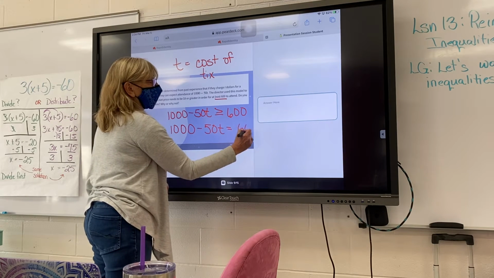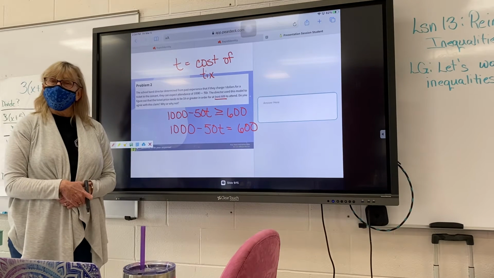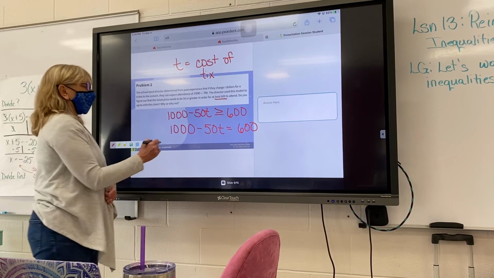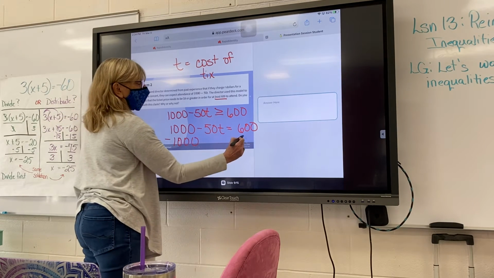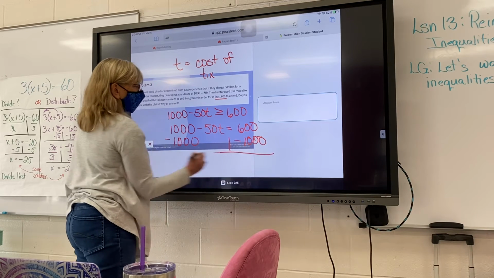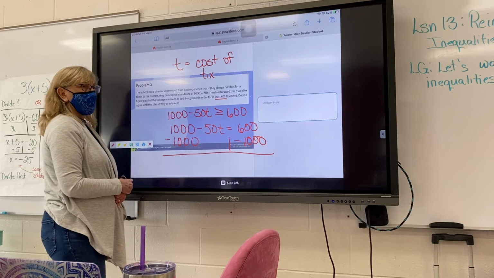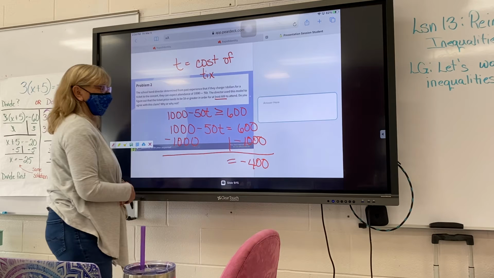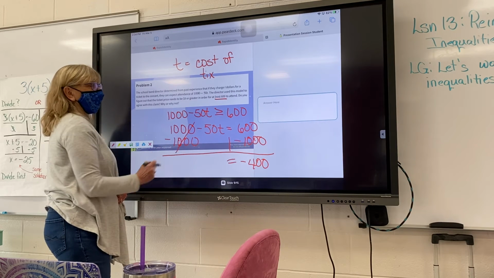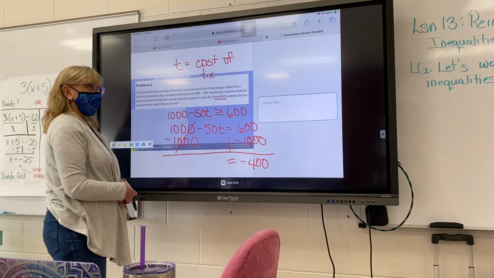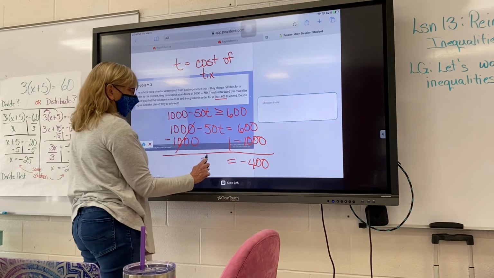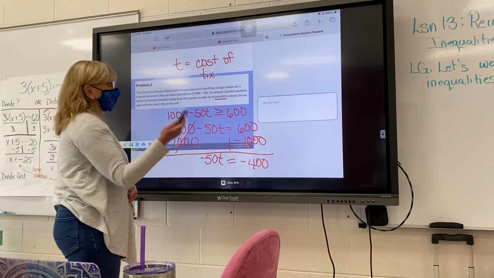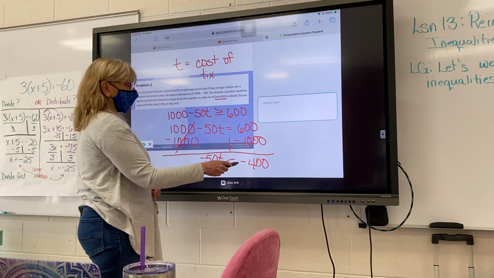Yes. Okay, what are we going to get rid of first? The 1,000. Okay, 1,000. What does that leave me on the left-hand side? Negative 400. What about on the other side? 50T or negative 50T? Negative 50T. Now think about it, why has it got to be negative? Because you need to change it to addition, because it's basically saying 1,000 plus negative 50T.